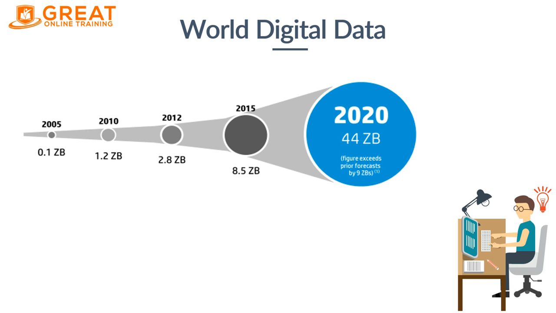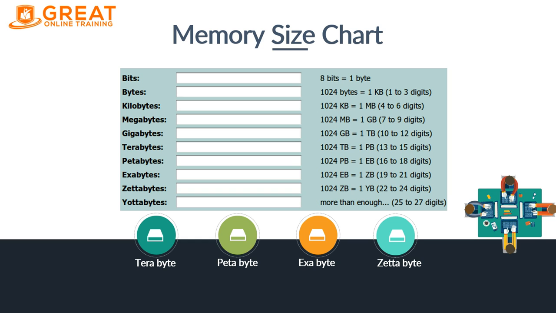So what exactly is a zettabyte? I will show you in this memory size chart. This chart gives you all the memory sizes, from minimum to maximum, bits to yottabytes. As you know, 1024 megabytes is a gigabyte, 1024 gigabytes is 1 terabyte, 1024 terabytes is 1 petabyte, 1024 petabytes is 1 exabyte, and 1024 exabytes is 1 zettabyte. So this is the zettabyte we are talking about in the world digital data.